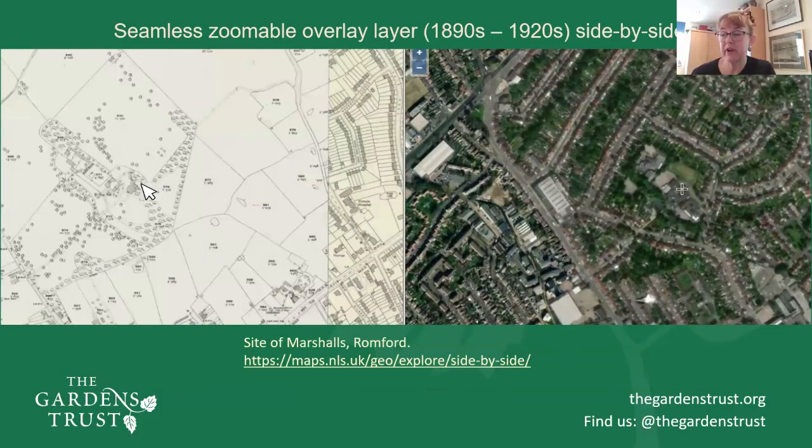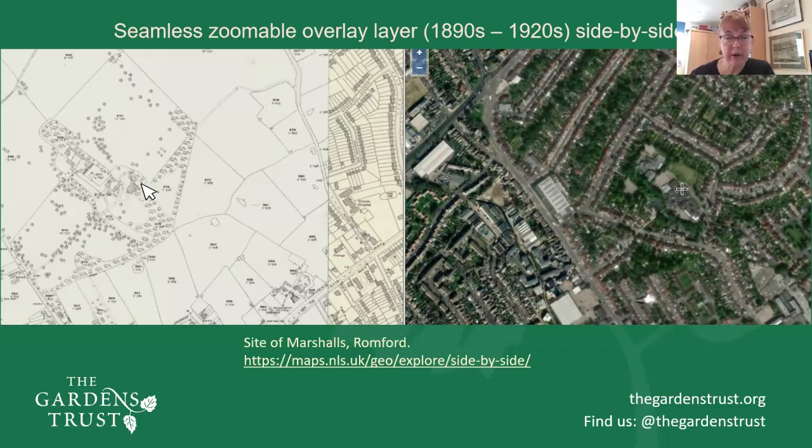The third option on the 25-inch map homepage is this side-by-side map and aerial photo layers. This is useful if you're trying to pinpoint features in perhaps dense woodland or where there's been a lot of change in the intervening period. So this landscape on the left is a place called Marshall's in Romford. It's a very small landscape park around a Georgian house, and the house was demolished in the 1950s. And the parkland is now under extensive housing developments that's seen here on the right. There's also a school on the site of the house.